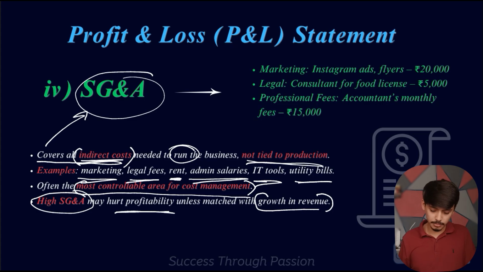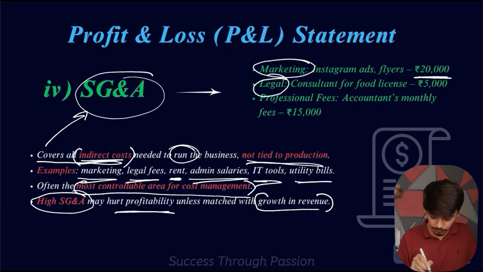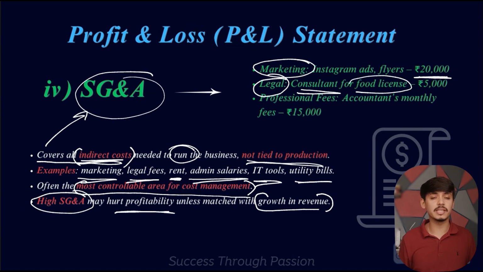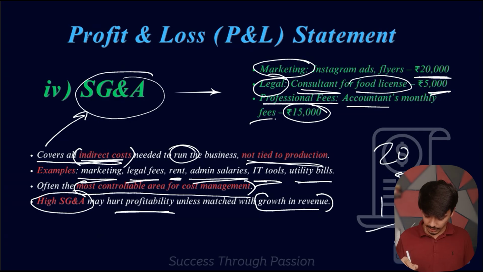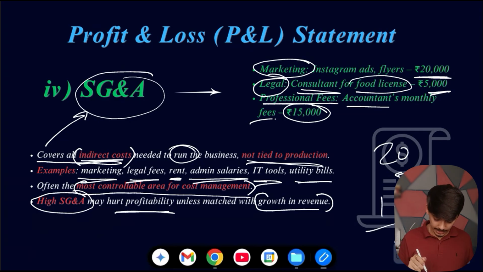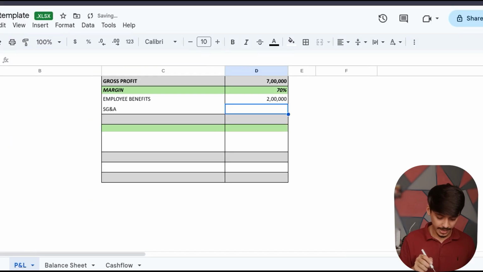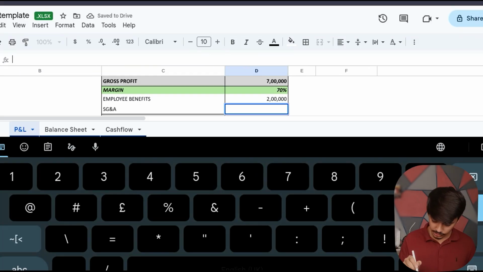Now for the example of Sandy's company, here we have SG&A as marketing, for which they are spending 20,000. We have legal fees where they have a consultant for food licenses. Since it's an F&B business, to sell your products you need a food license, so here they have paid 5,000 as a legal cost. And for the professional fees, they have accountant's fees at 15,000. So the total SG&A that Sandy has paid is 20 plus 5 plus 15, which equals 40k in the current year. We will add this SG&A to the P&L statement. So here we have added SG&A and the amount incurred towards SG&A is 40,000.